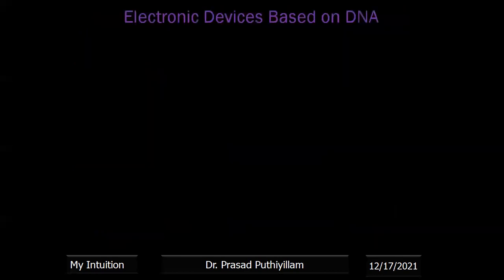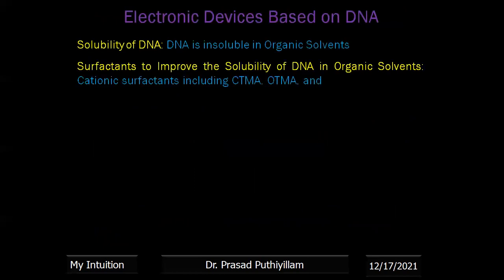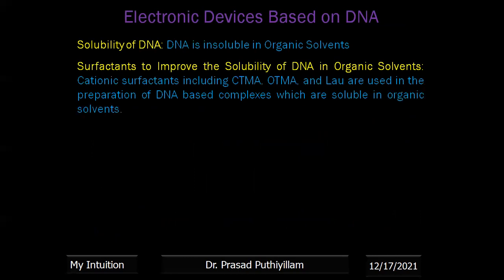Electronic devices based on DNA. To study electronic devices based on DNA, we should know about the solubility of DNA. DNA is actually a negatively charged polyelectrolyte, which is covered by positively charged inorganic cations like sodium ions. Purified DNA is usually soluble in water, but insoluble in organic solvents, which restricts its applications. Therefore, surfactants are used to improve the solubility of DNA in organic solvents.